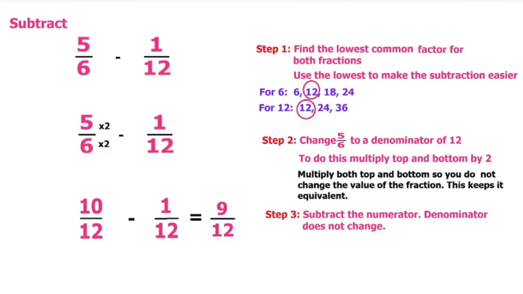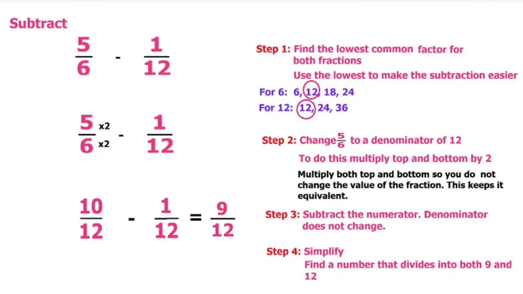But we can't keep the fraction that way. We need to simplify it. That's step 4. Okay? Simplify the fraction. And how do you do that? You need to find a number that divides into both 9 and 12.